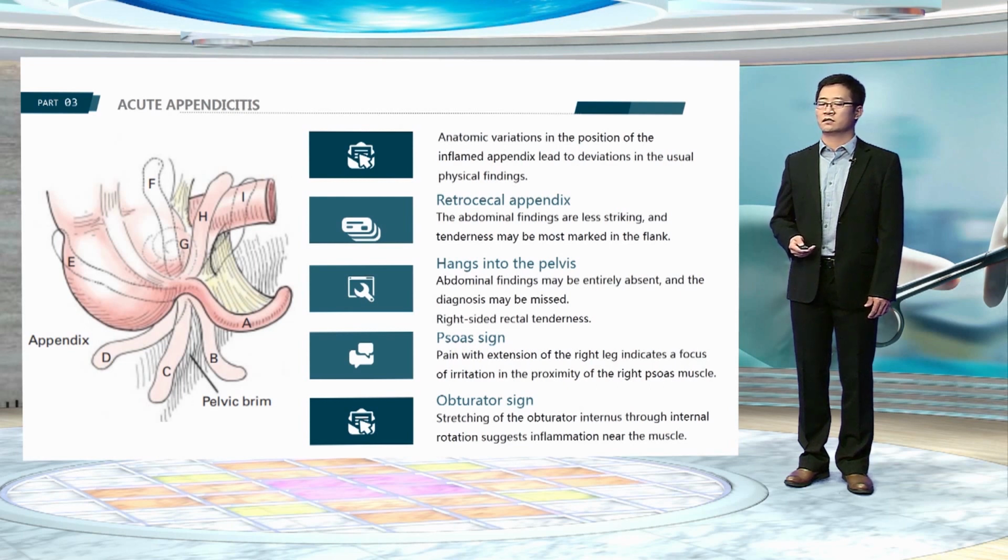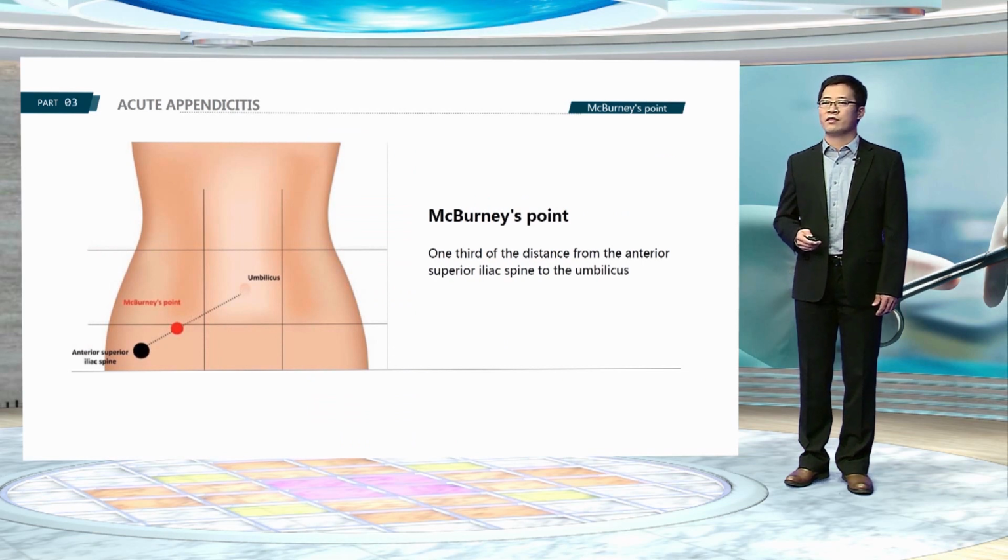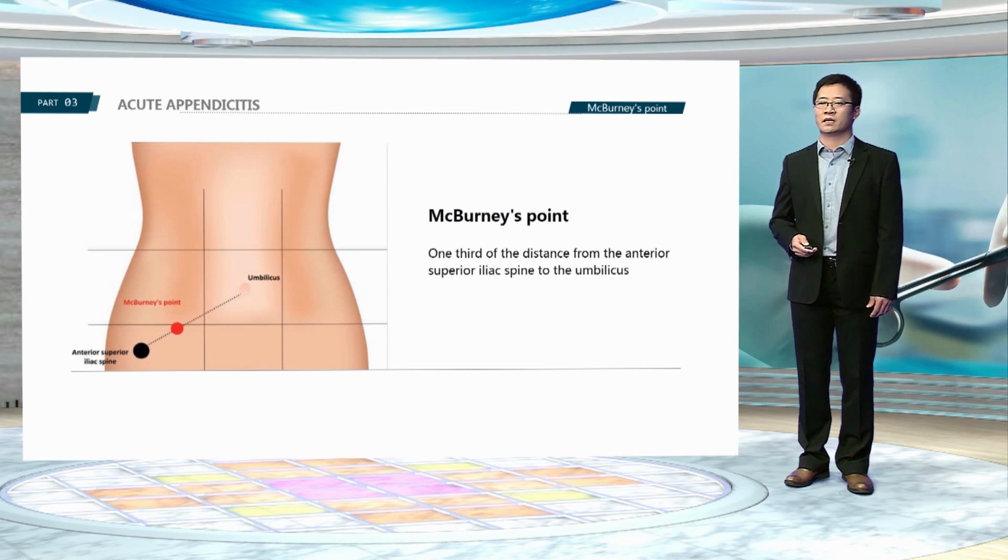Others are signs like the psoas sign. Pain with extension of the right leg indicates a focus of irritation in the proximity of the right psoas muscle. And the obturator sign: stretching of the obturator internus through internal rotation suggests inflammation near the muscle. Well, McBurney's point. The pain at McBurney's point. McBurney's point is 1/3 of the distance from the anterior superior iliac spine to the umbilicus.